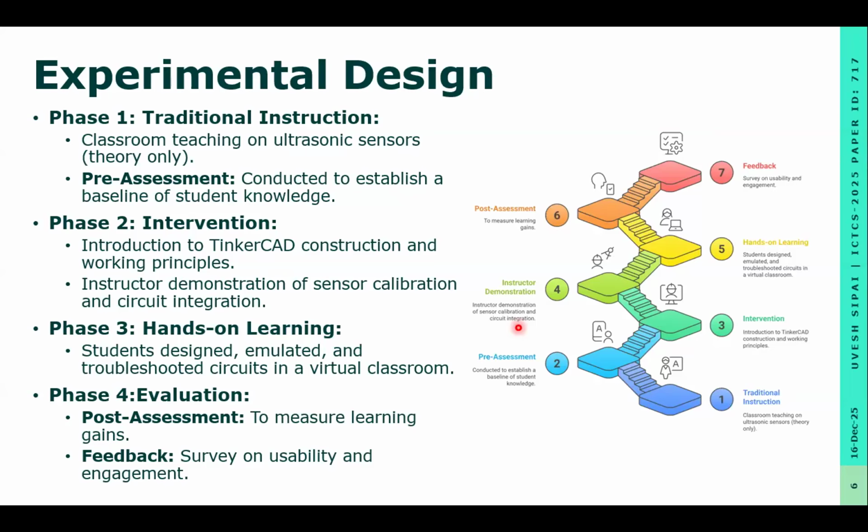After that, we introduced Tinkercad. The instructor gave the instructions on how to do it and demonstrated it. Then a few tasks were given to the students through the Tinkercad platform, where students did hands-on learning. They played with the Tinkercad tools and completed the assigned task. Then we did a post-assessment.